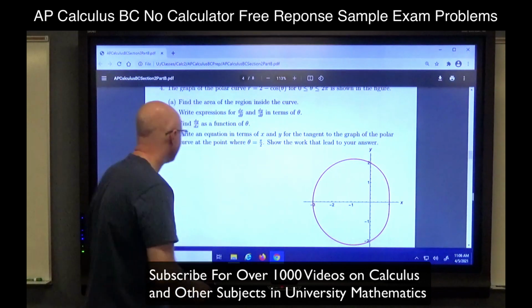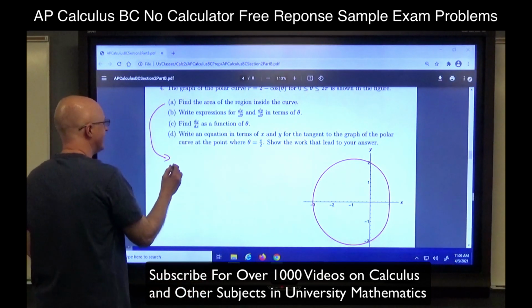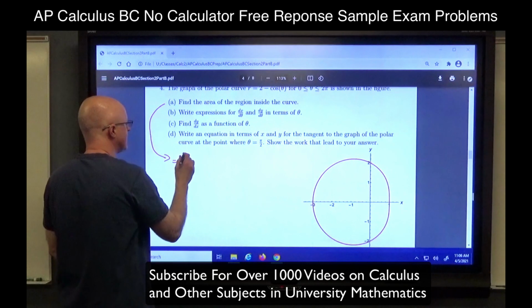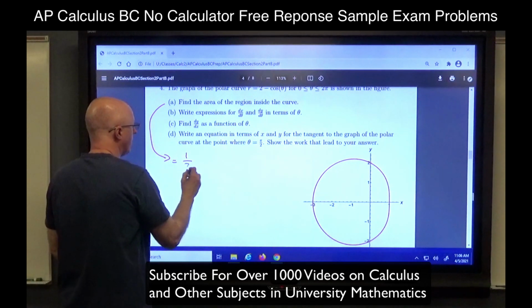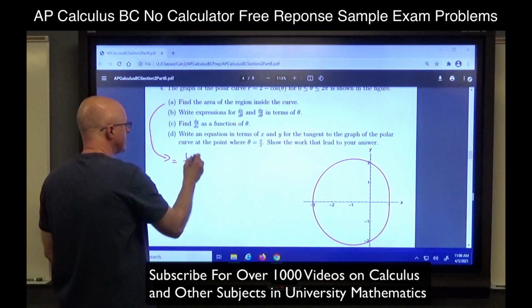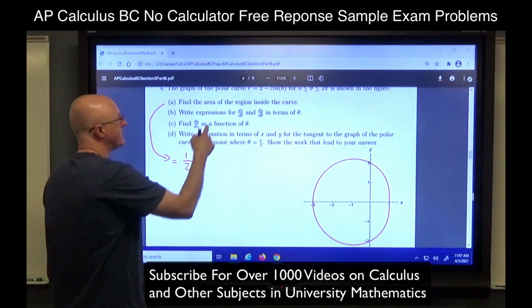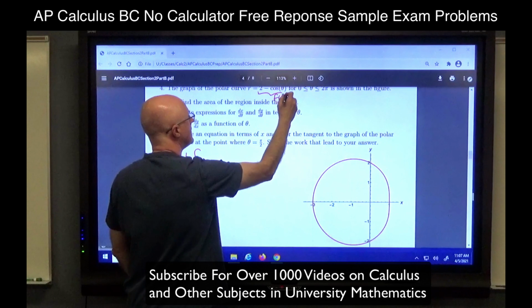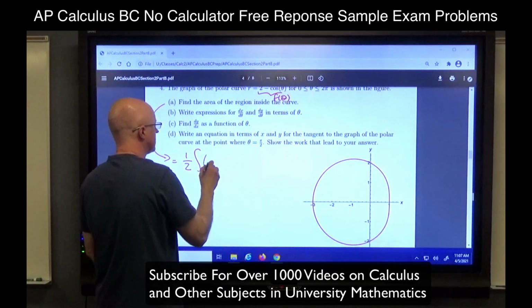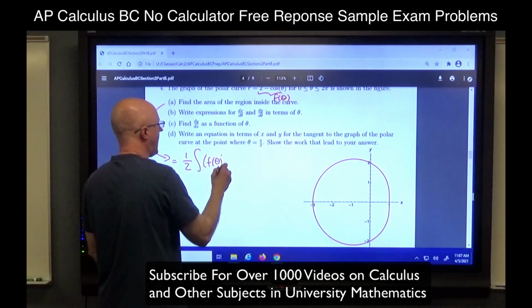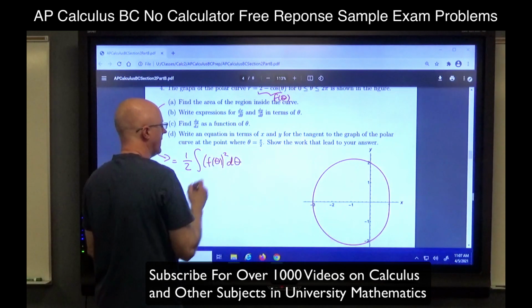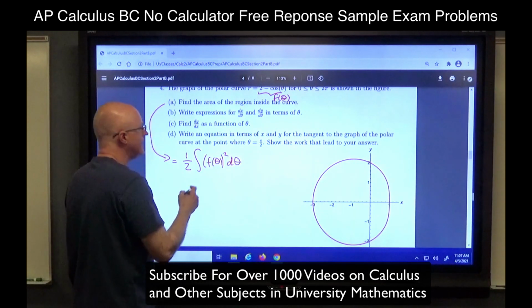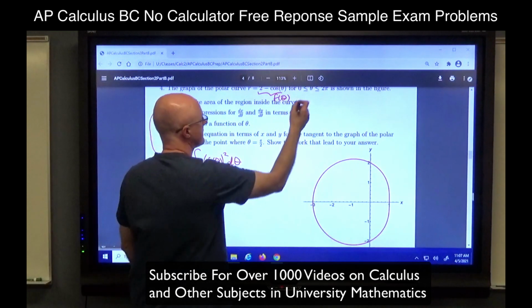You need to know a formula. The area of such a region is going to be an integral, but what's the integrand? It's 1/2 times the function squared. Think of this as an f of theta. 1/2 times the integral of f of theta squared. I put the half on the outside. I could have put it on the inside. As theta goes, in this case, from 0 to 2 pi.